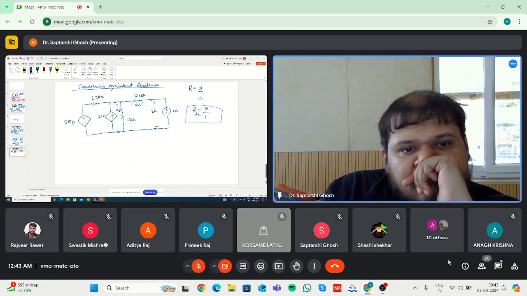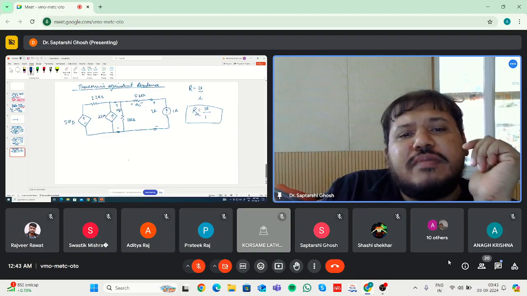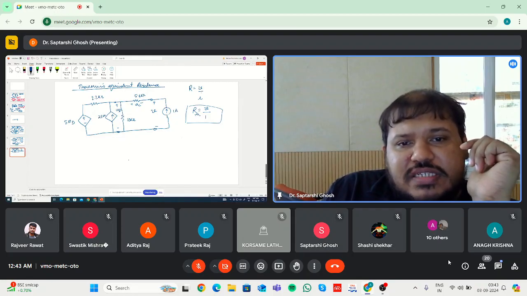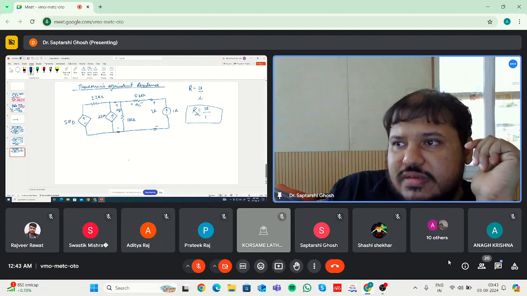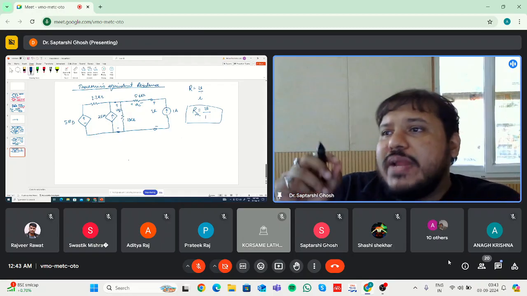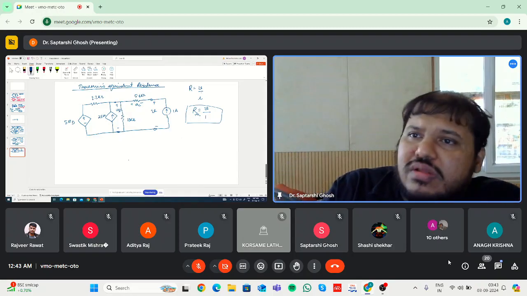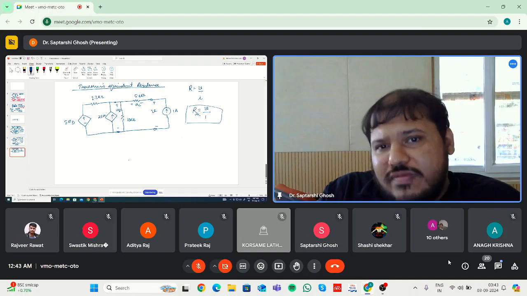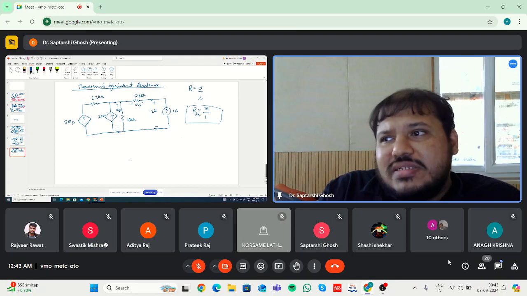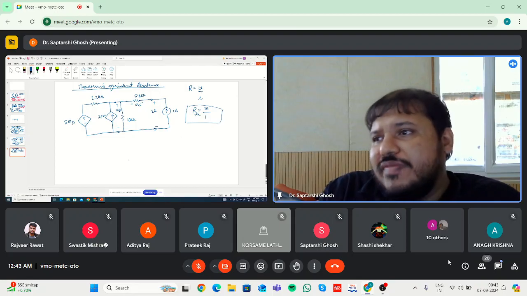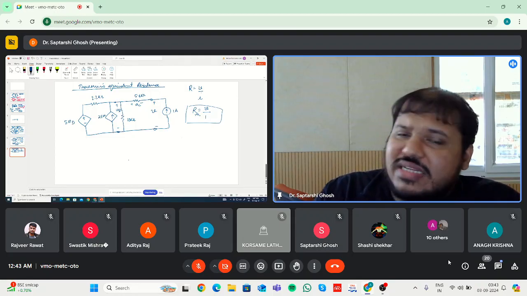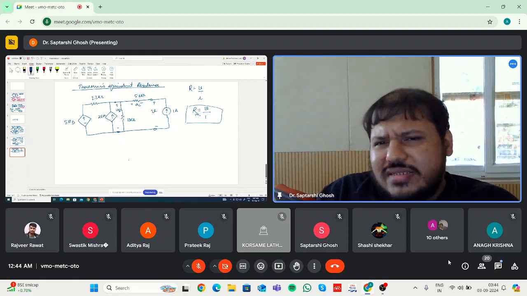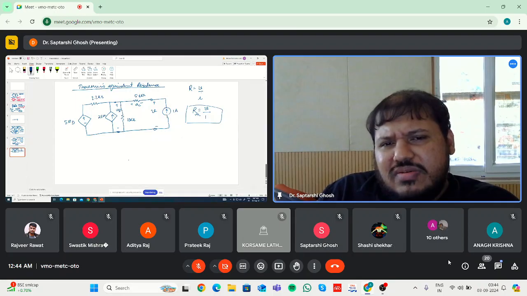Now you are seeing that there are a number of parallel paths. This is a parallel path. This is a parallel path. This is a parallel path. This is a parallel path. I have already told you when to apply nodal and mesh analysis. The thumb rule or guiding rule you can consider is that if there are more elements in parallel than in series, you can apply nodal analysis.